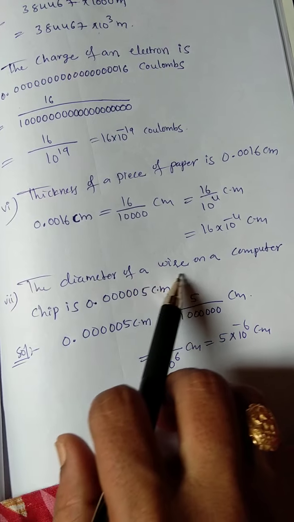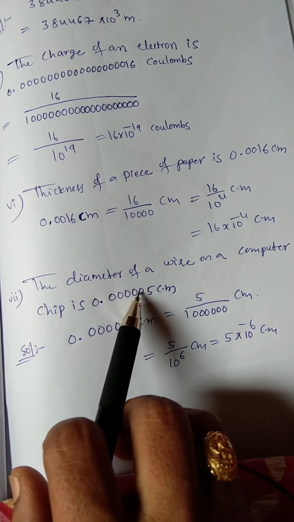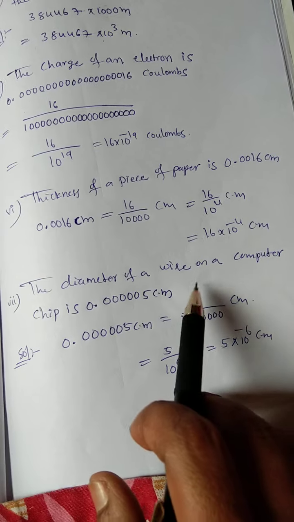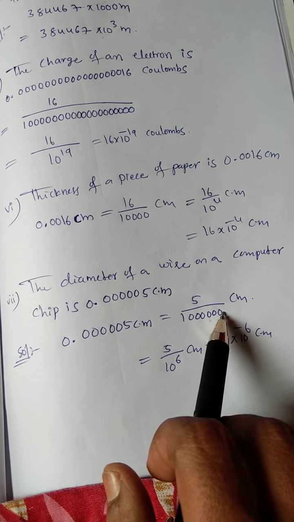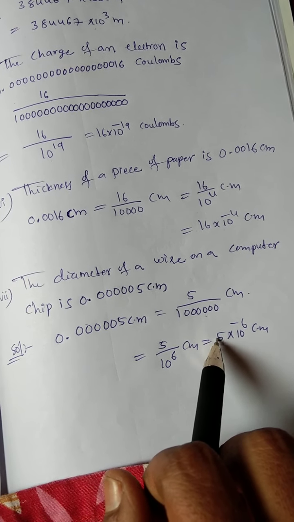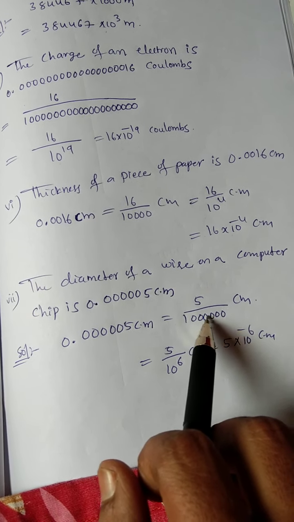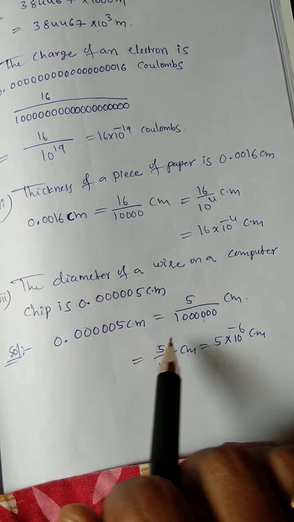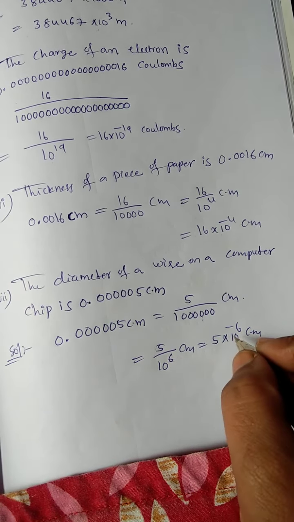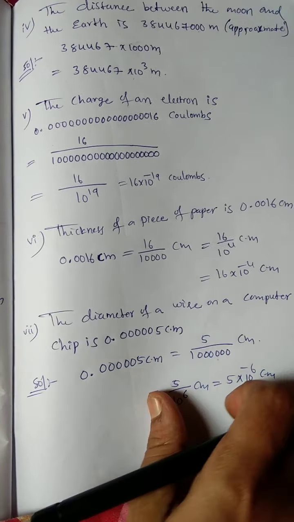Okay, the diameter of a wire on a computer chip is this. 1 2 3 4 5 6 digits are there. Okay, if you write in rational form, 5 by 6 zeros we need to write in centimeters. Now 5 by 10 power 6 centimeter, 5 into 10 power minus 6 centimeter we can write. These numbers we can write in this form. If you write in the numerator, then it will become 5 into 10 power minus 6 centimeters.